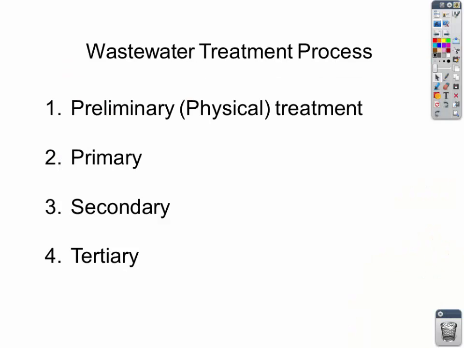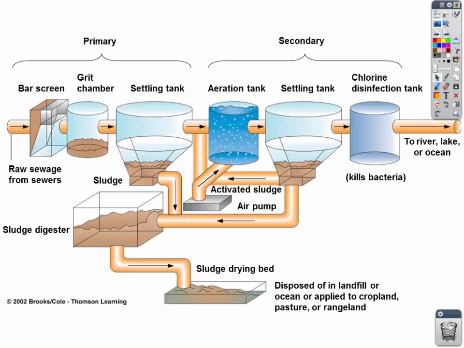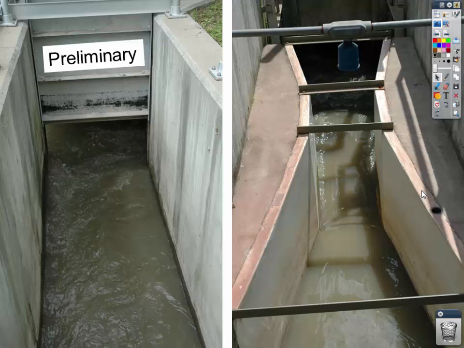There are 4 processes to this treatment. There's preliminary, primary, secondary, and tertiary. We'll go through those together. This is a nice image from your textbook, and we're going to go through each step of the way. You can return to this image later to review or study, but this one's a little bit more in depth. We're going to go through it together in a series of pictures. So let's start here at preliminary treatment, the first step.